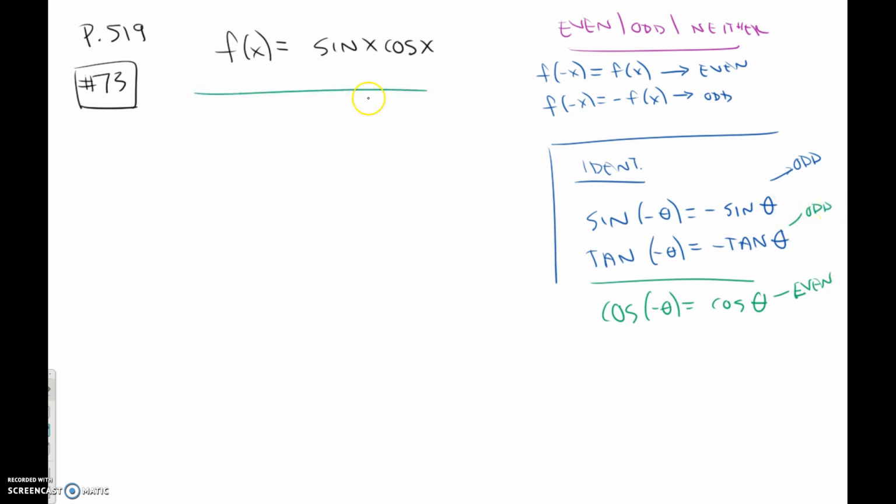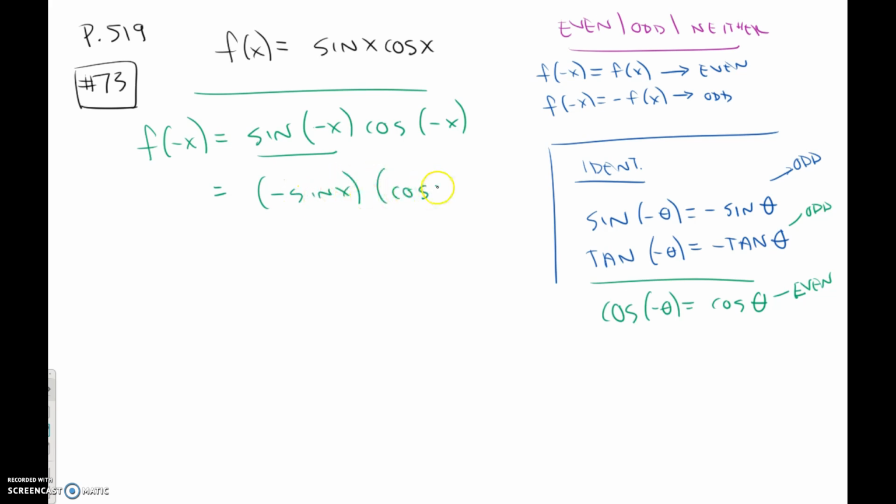So by the definition, if I wanted to determine if this is even or odd, I'm going to do the substitution. I'm going to put in a negative x where I see x, and a negative x where I see the cosine of x. Now, sine is an odd function, so this becomes negative sine x. Cosine is an even function, so the negative just goes away. A positive times a negative is a negative.